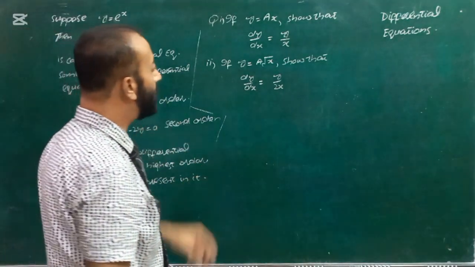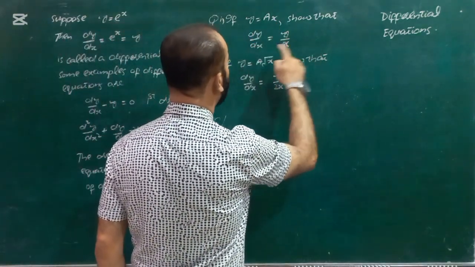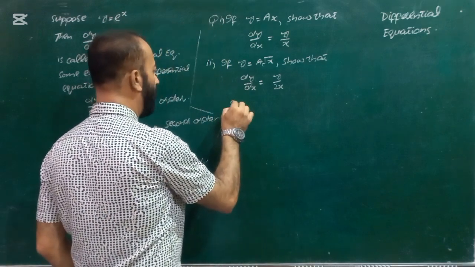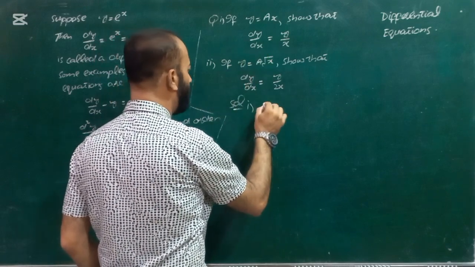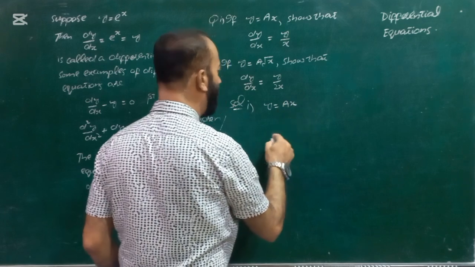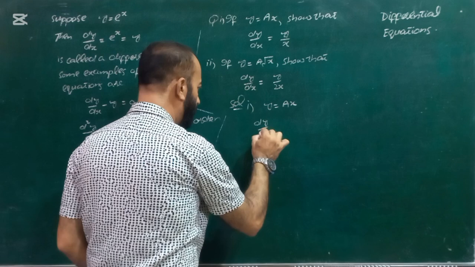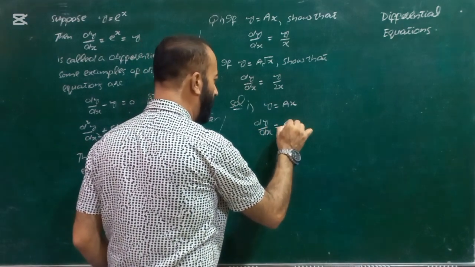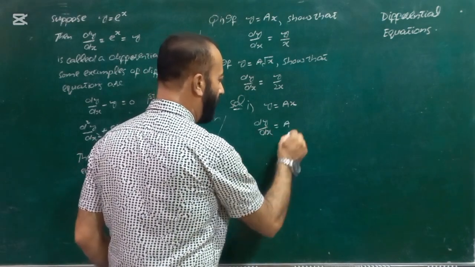Here are some questions that will make your concepts more clear. If y is equal to ax, show that dy by dx is equal to y by x. So look now, here is the solution. First part, that is given y is equal to ax. Okay, differentiating both sides. So differential of y will be dy by dx. And on the right hand side, this is the coefficient, this will remain as it is, and differential of x will be 1.